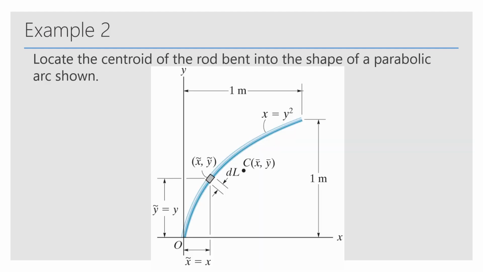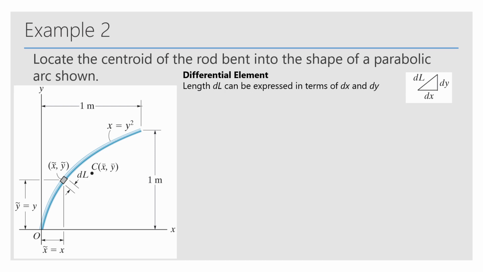Look at our second example. This time we're looking at a rod. This question asks us to locate the centroid of the rod bent into the shape of a parabolic arc. So the differential element here is dL. We're looking at length here, and we'll put it in terms of dx and dy, right? So we have that triangle-like shape there.